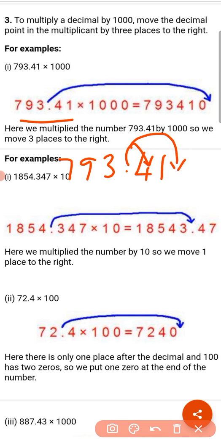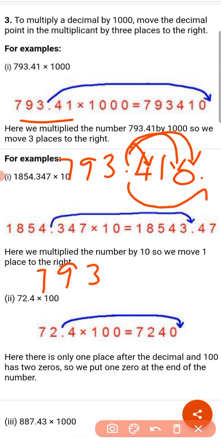Children, we need one more place also because we are multiplying by 1000. So, you should put a 0 in the third place. So, the decimal will come here. So, the position of the decimal is here. So, our answer is 793,410. Sorry children, 410 is our answer.